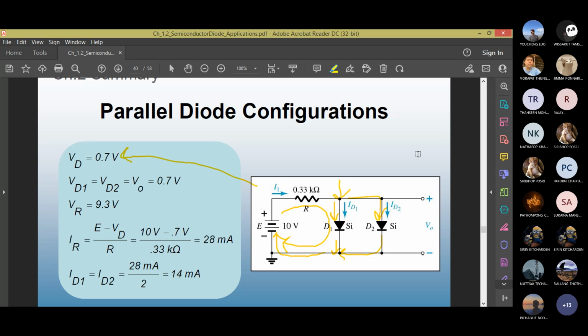Everyone remembers Kirchhoff's current law? Current coming inside the junction must equal current going away from the junction. So if you have 28 milliamp current coming in and 2 diodes are exactly the same, symmetrical diodes, the current should be divided equally, 14 and 14. Each current is 14 milliamp. So do you understand up to this part?